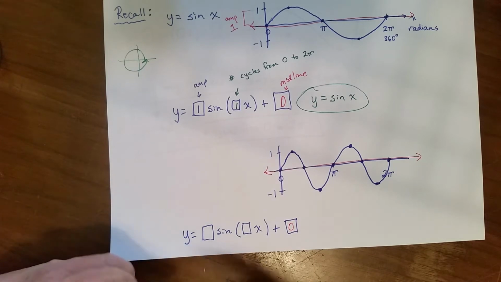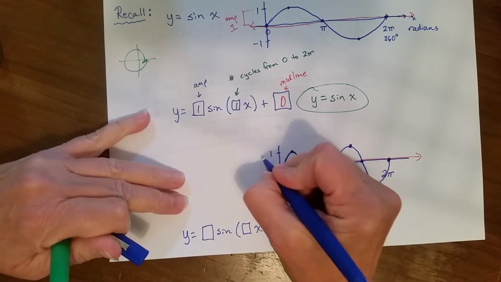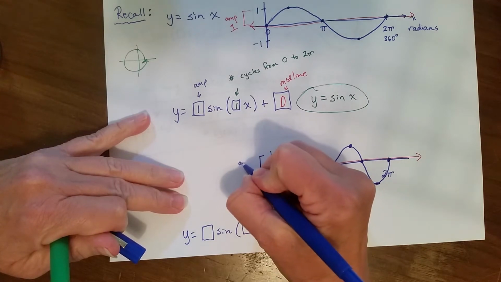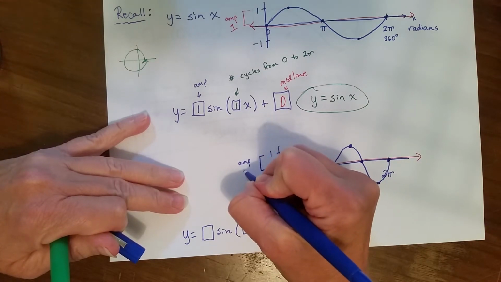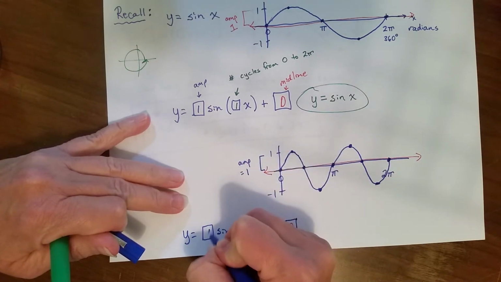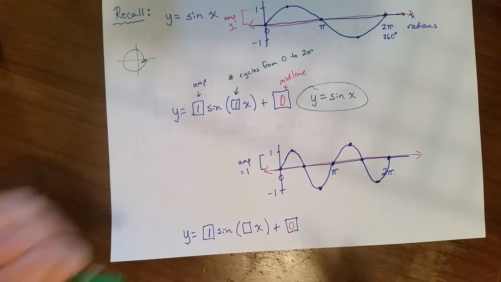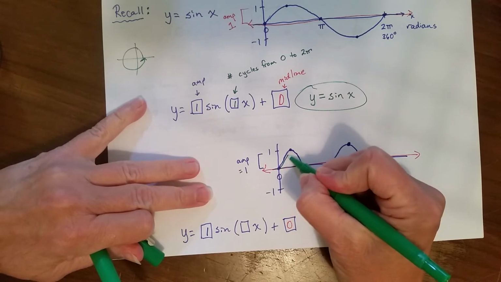Okay, the amplitude from the midline to the max, the amp is 1. So I'm going to put a 1 right there. And here we can clearly see the number of cycles from 0 to 2 pi.